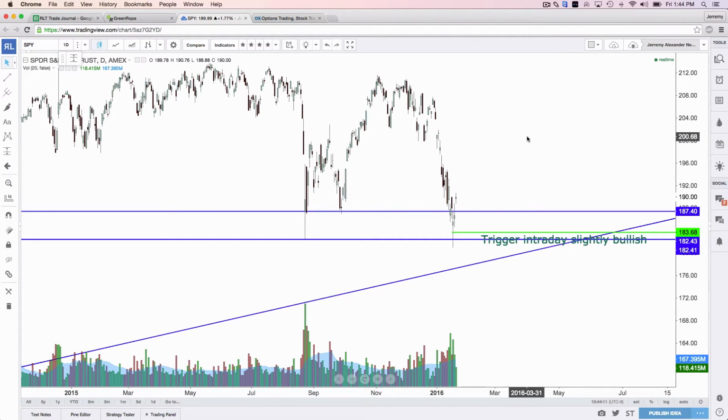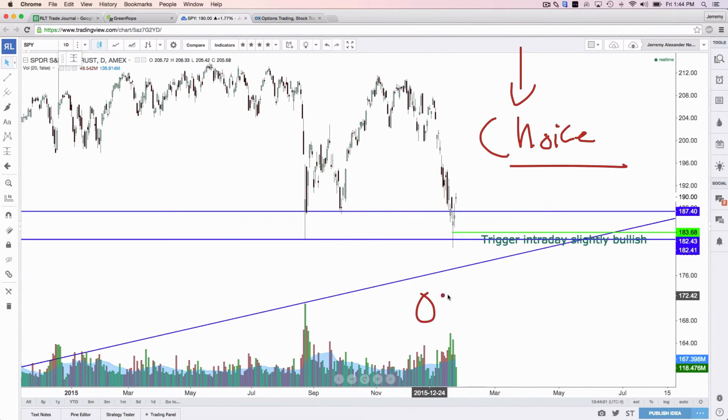So let's talk about what is a stock option. An option is the choice to do something in trading. That's what an option is. So let's spell out the word option. O-P-T-I. I did it right. Option. All right.